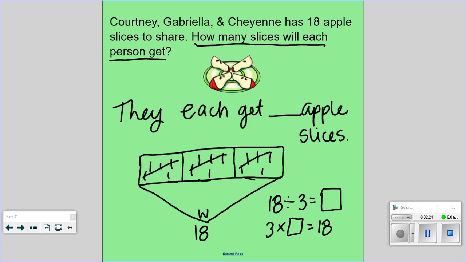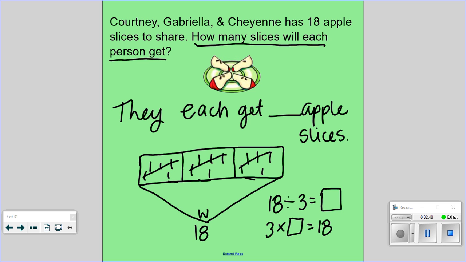Used up all my apple slices. Every girl got the same amount. How many did each girl get? Annabella? 1. Nope. They got more than 1. Miranda? 5. Nope. Got more than 5. Adrian? 6. Each girl got 6.